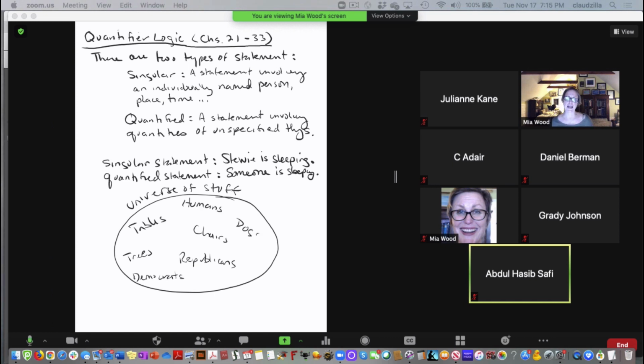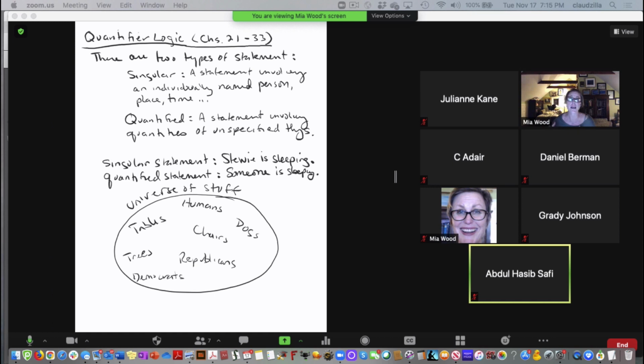Dogs. You get the idea, right? So we've got this universe of stuff. And when we're talking about stuff that's a dog, stuff that's a cat, stuff that's a table, we're not naming the thing. It's not like we're naming this or that dog, or this or that Democratic politician. So the difference between the singular statement and the quantified statement is that one uses names and the other doesn't.